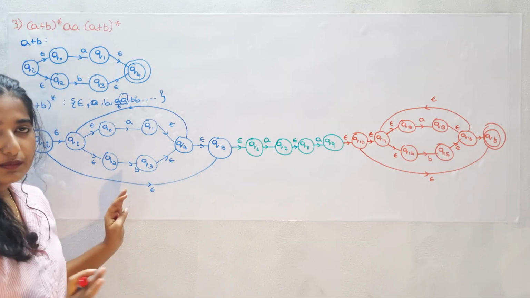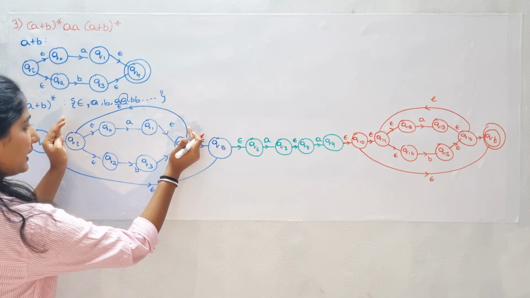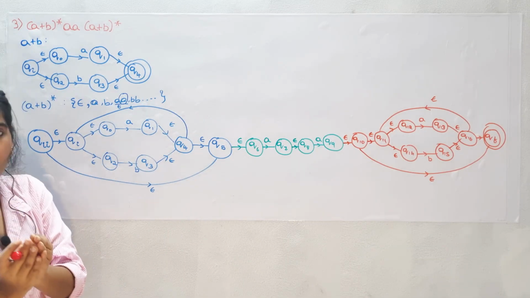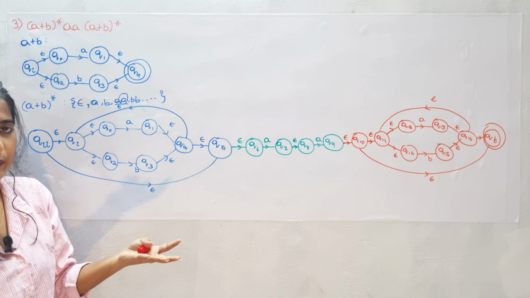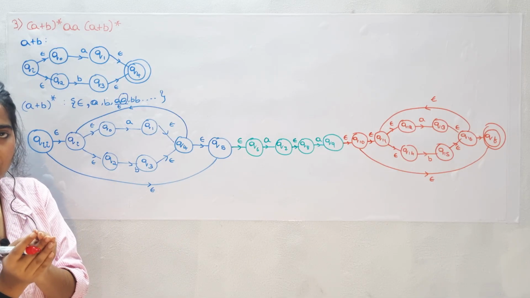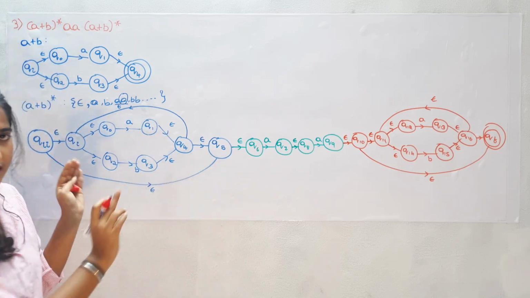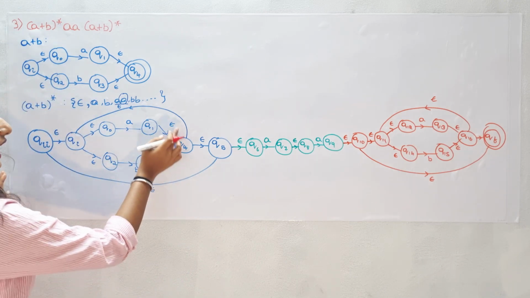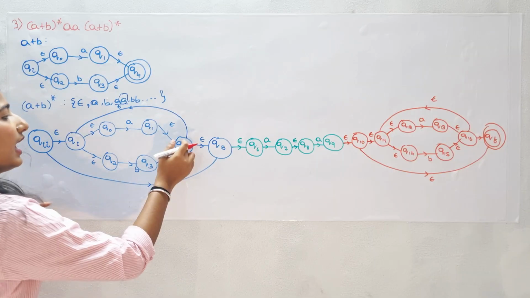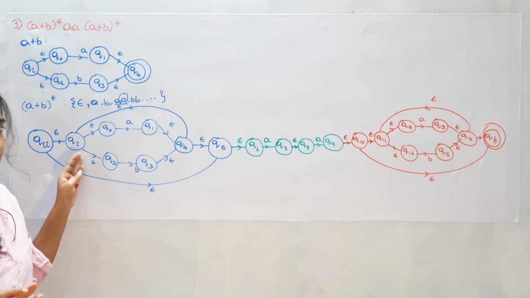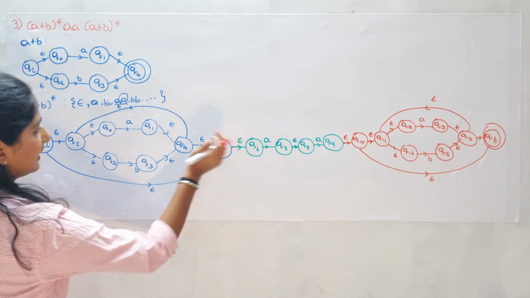So the simple thing is, at first write a+b and then write (a+b)*. (a+b)* means 0 or more occurrences of a+b. So what we have to think here is, if there is 0, then we have to move to the new final state. That's it. And then if I have many number of a's and b's, I have to move back to this deciding initial state. So (a+b)* is done.